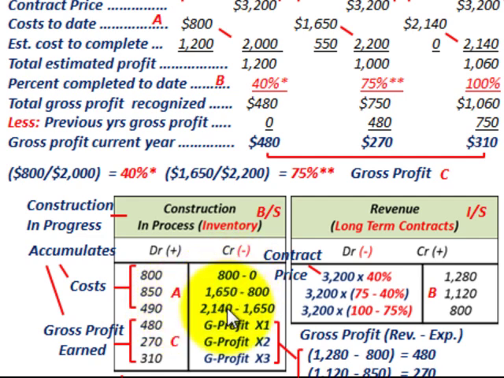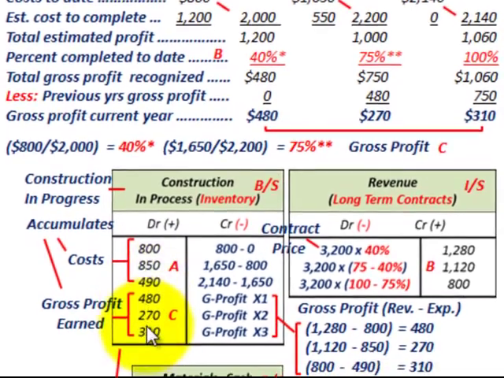So that's critical when you're calculating your costs and accumulating them in your construction in process account, this inventory account. Just go through that procedure. You take the current year, subtract out the previous years' costs to date, and that gives you your costs.